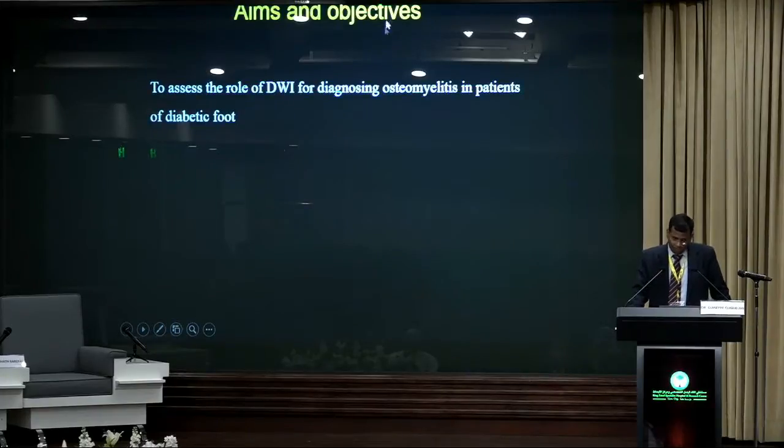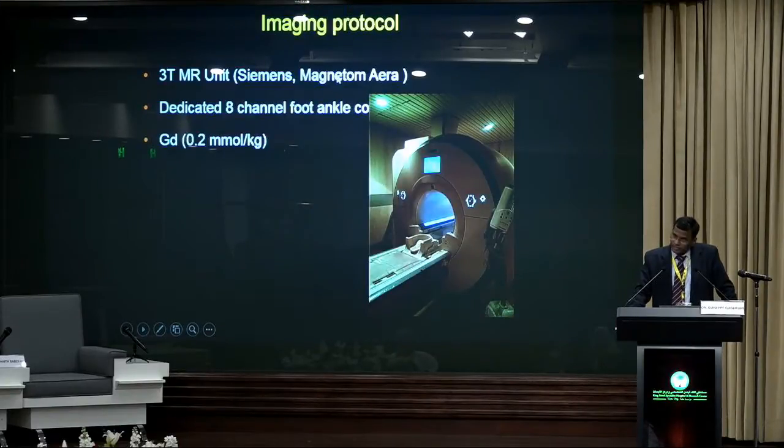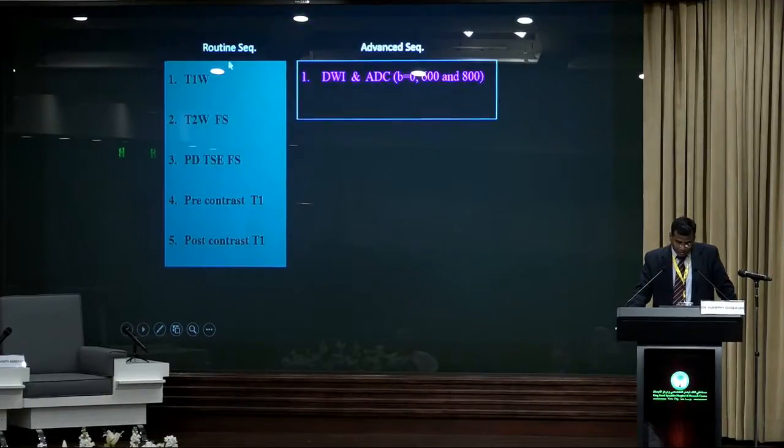The aim and objective of our study was to assess the role of diffusion in the diagnosis of osteomyelitis in patients with a diabetic foot. We took 25 diabetic cases clinically suspected of osteomyelitis. The study period was 1.5 years. We did this study on a 3 Tesla Siemens MR unit with a dedicated 8-channel foot ankle coil with gadolinium injection. The routine sequences were T1 and T2 weighted images and pre and post contrast imaging, and we additionally used diffusion weighted imaging with the ADC map.